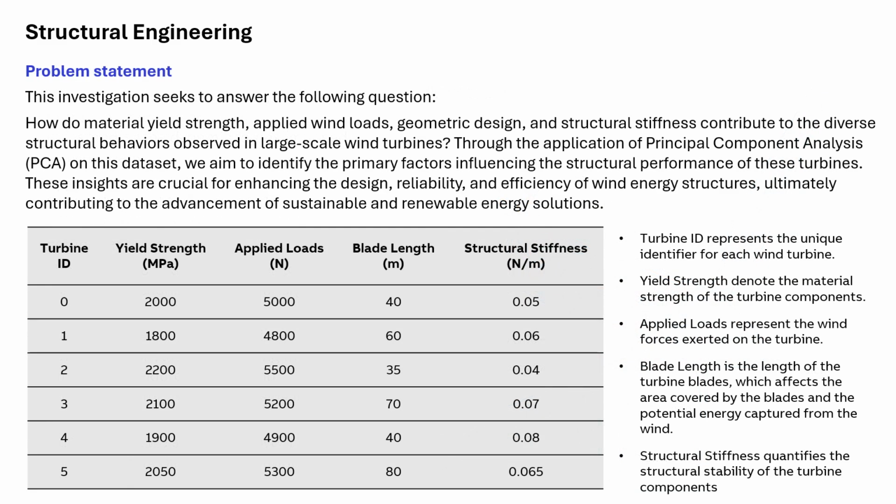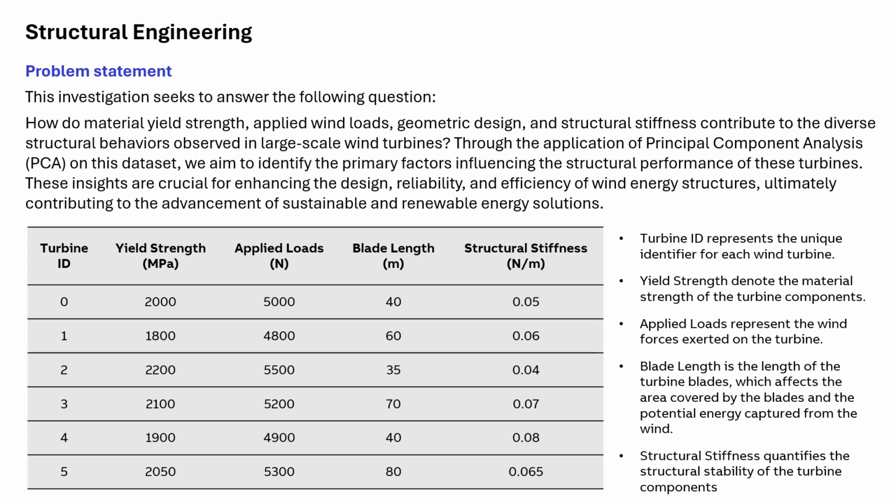So what is our problem statement here? This investigation seeks to answer the following question. How do material yield strength, applied wind loads, geometric design, and structural stiffness contribute to the diverse structural behaviors observed in large-scale wind turbines? Through the application of principal component analysis, PCA, on this dataset, we aim to identify the primary factors influencing the structural performance of these turbines. These insights are crucial for enhancing the design, reliability, and efficiency of wind energy structures, ultimately contributing to the advancement of sustainable and renewable energy solutions.